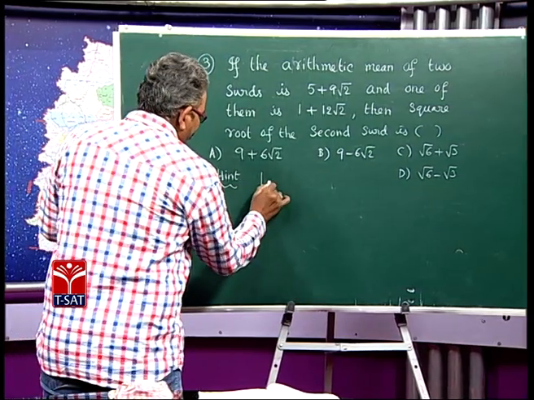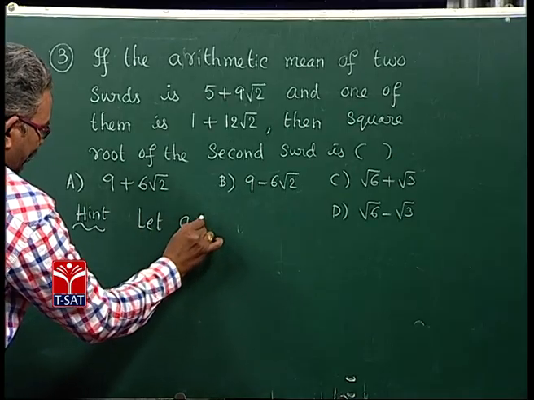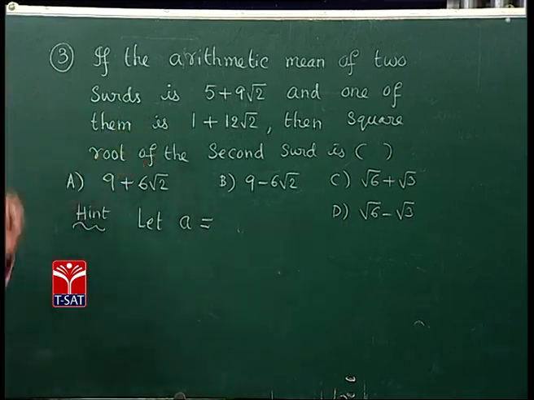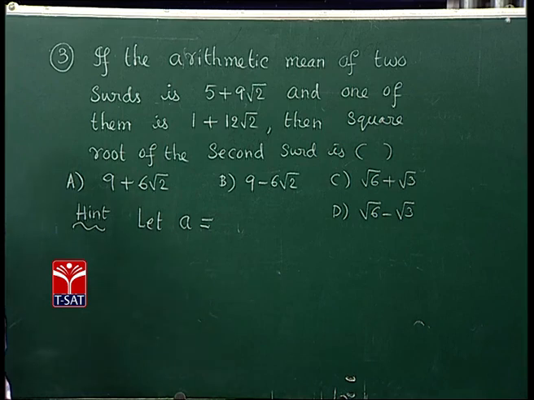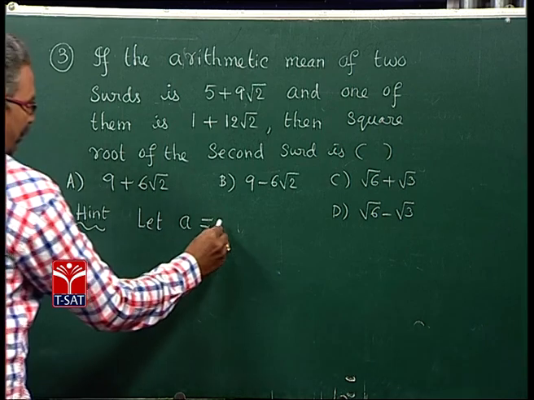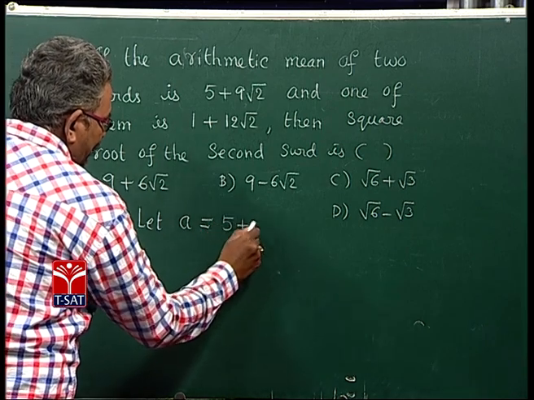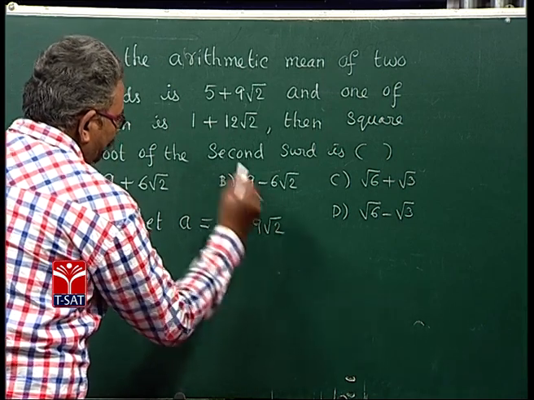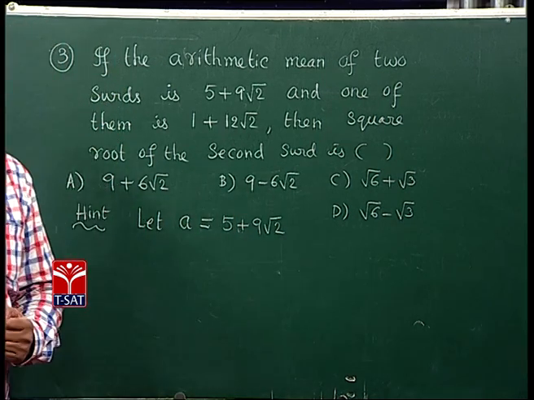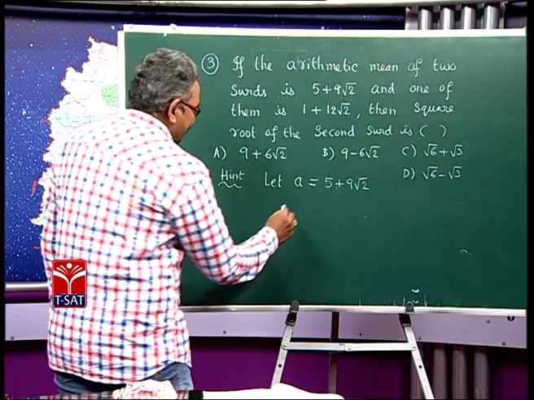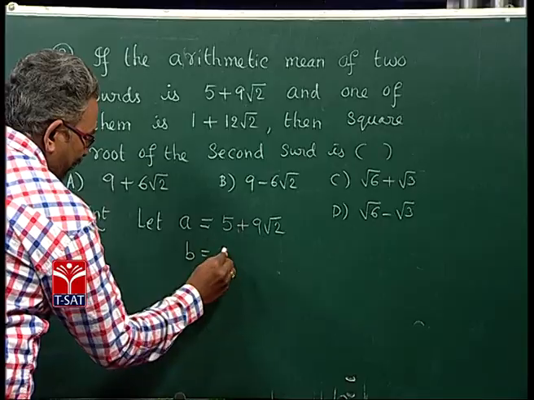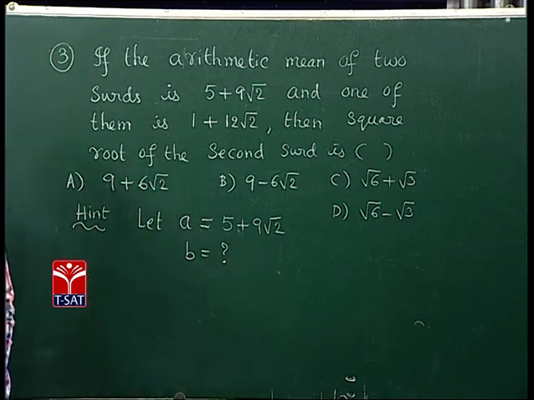Let us say A is the given term, the first term. Now A is the first term, that is 5 plus 9 root 2. Do we know the second term? No, we do not know. Say that B is equal to question mark.